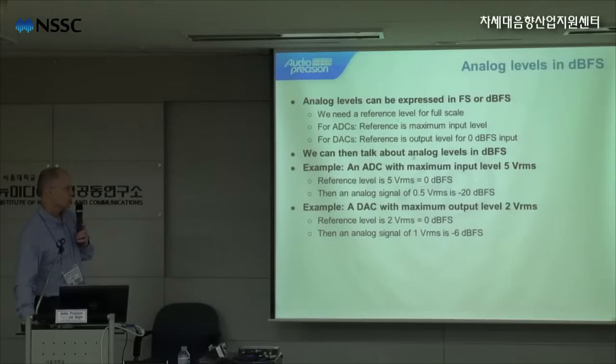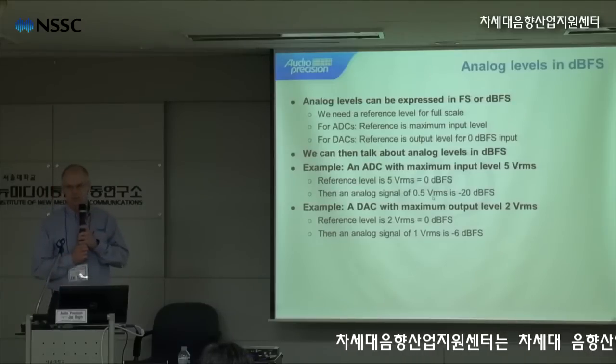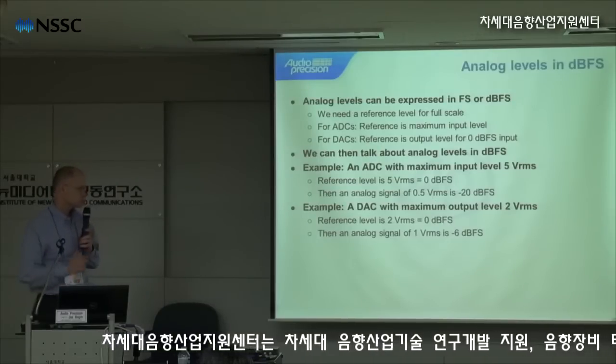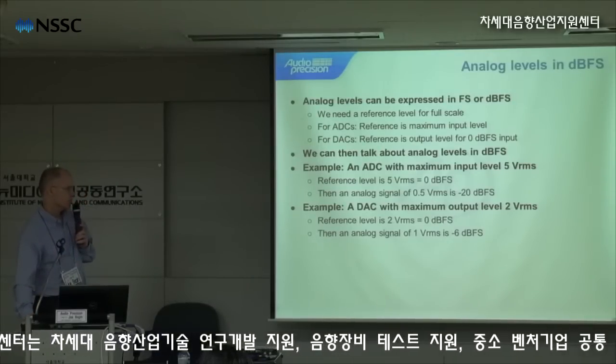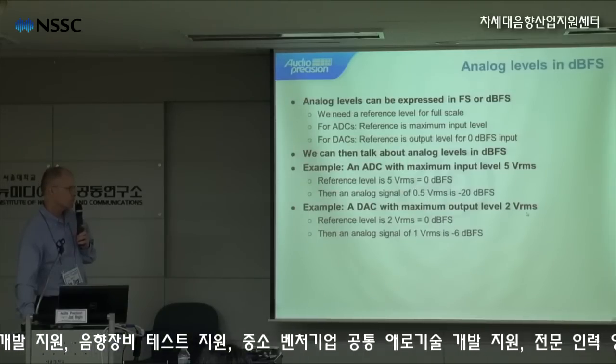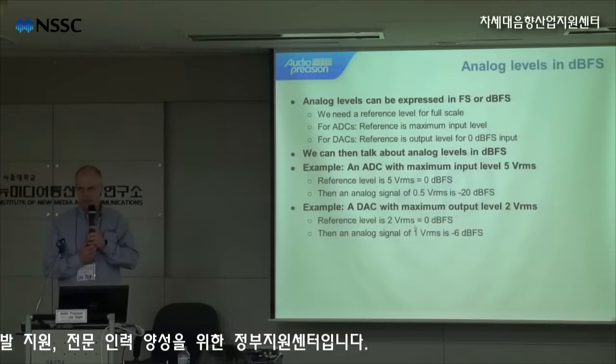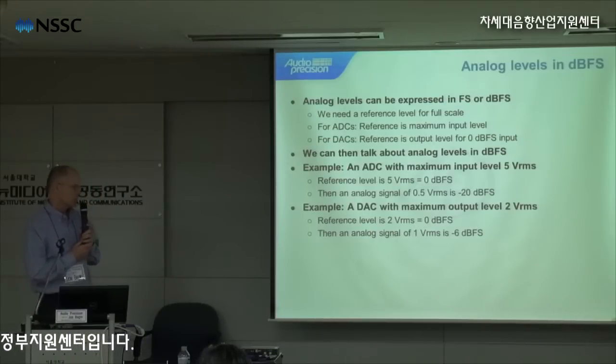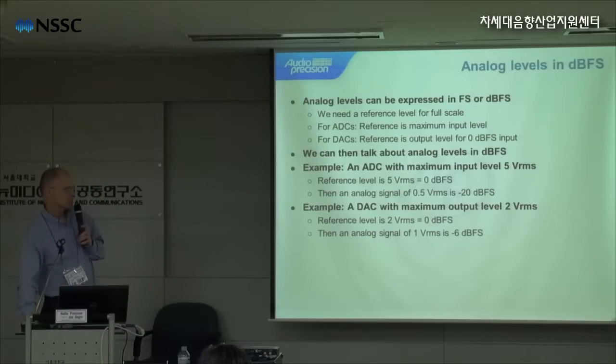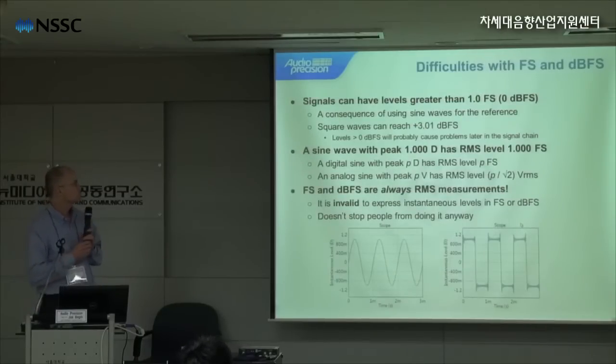So here's an example. We have an A to D converter with a maximum input level of 5 volts RMS. So the reference level is 5 volts RMS equal to 0 dBFS. Then an analog signal of 0.5 volts RMS is minus 20 dBFS. An example for a digital to analog converter with a maximum output level of 2 volts RMS: the reference level is 2 volts RMS corresponds to 0 dBFS. Then an analog signal of 1 volt RMS is minus 6 dB relative to full scale.